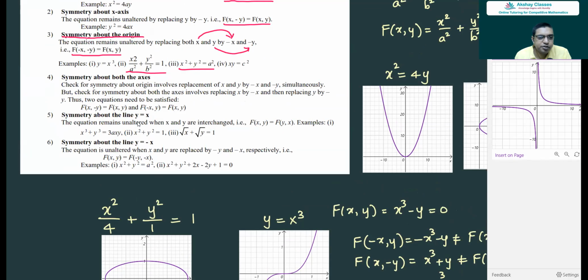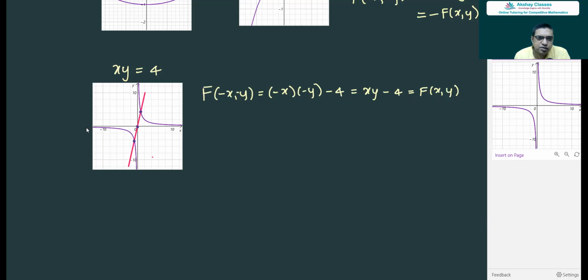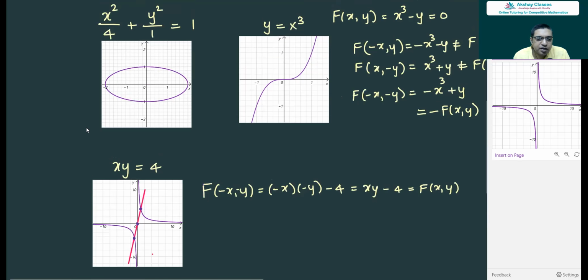All right. Symmetry. So here we can see for this case, I replace f of minus x comma minus y. If I do, it will be minus x into minus y minus 4. I get xy minus 4, which is the same as the original function. So this is symmetry about the origin.